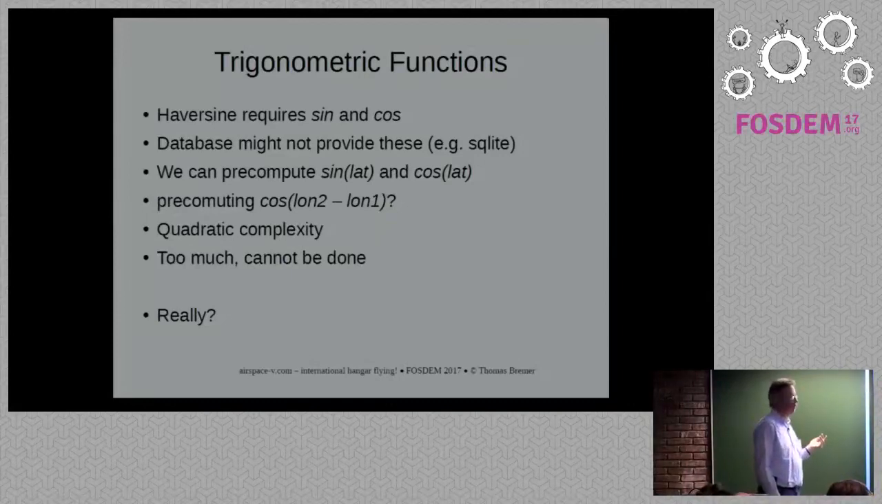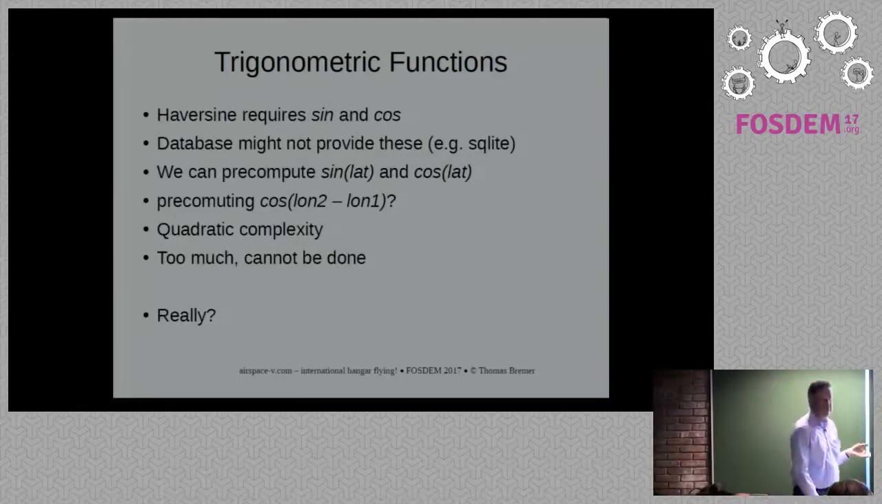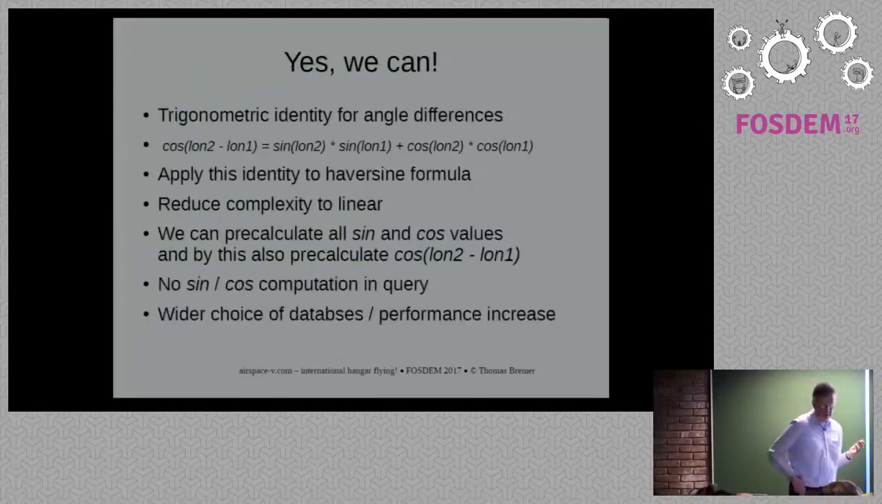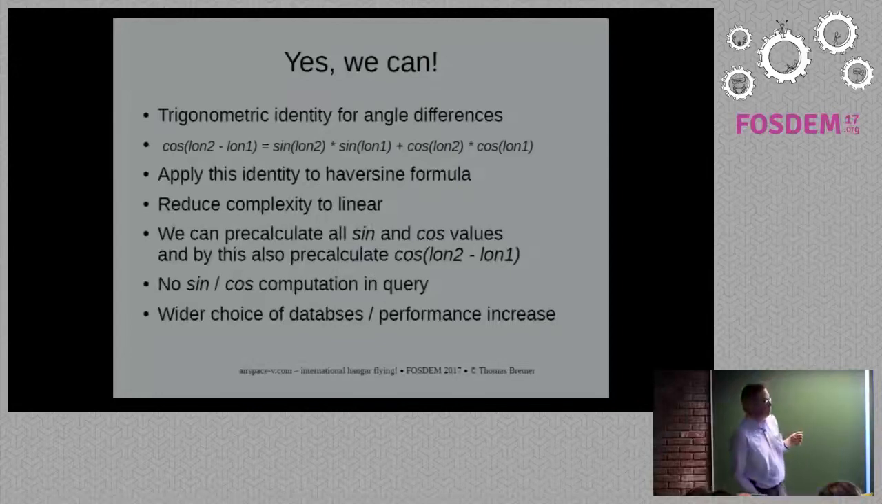For some 50,000 airports, you get more than 2.5 billion items to store, and each is at least 2 times 4 bytes to get reasonable accuracy. This is quite a lot, and it's too much. Is it really? Well, there was this. I said yes, we can.